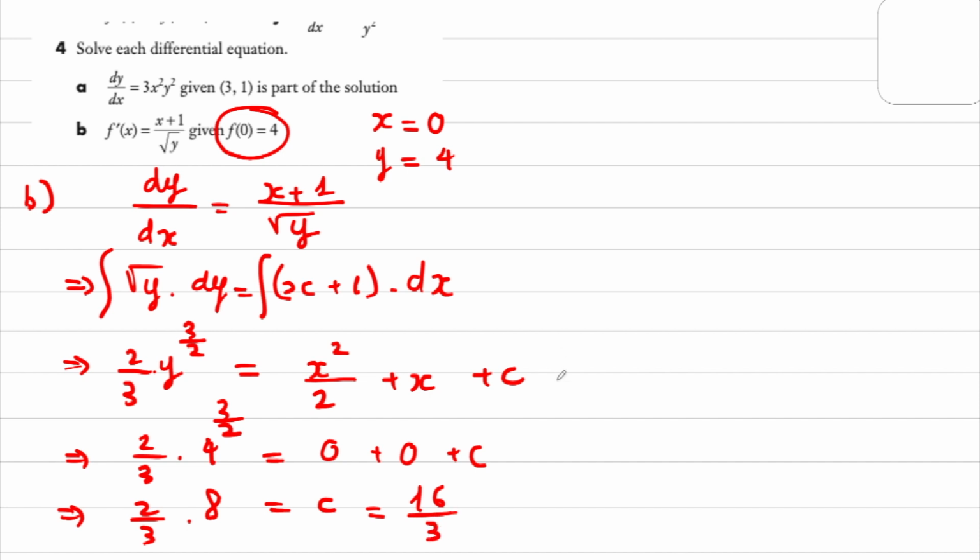16 over 3. So the final answer will be the same as this one, but I have the more value for c: 2 over 3 y to the power of 3 over 2 equals x squared divided by 2 plus x, plus 16 over 3. That is question B.